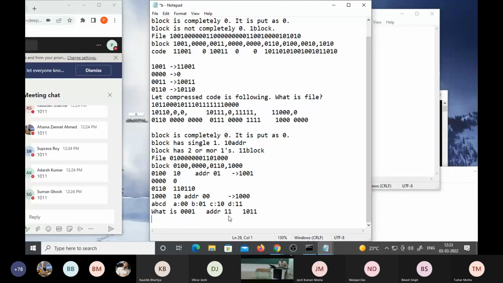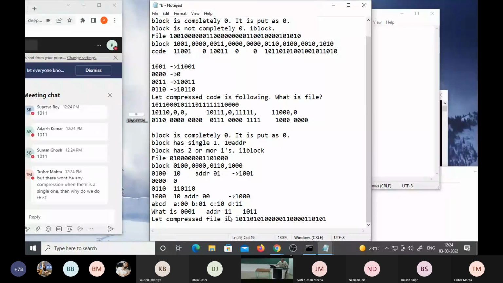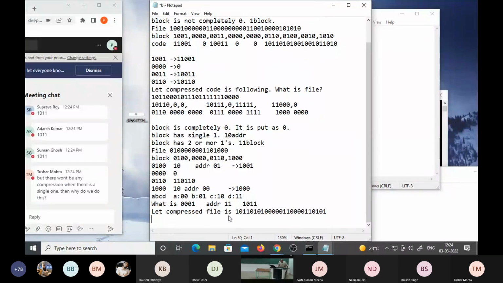Let the compressed file be 10110011. Is it correct? What is the data? Try to make the data.